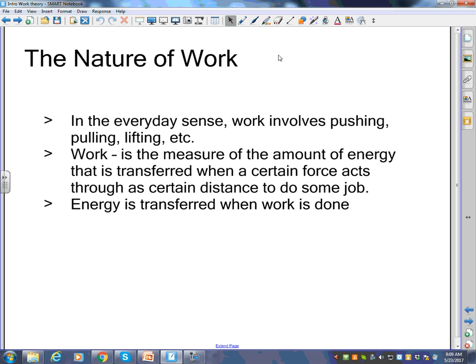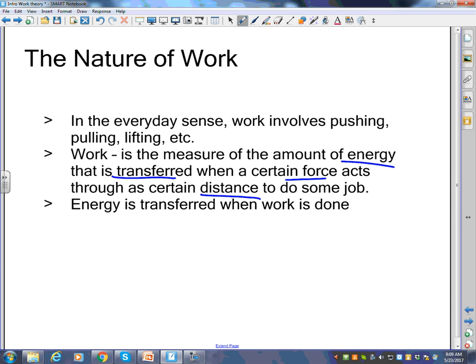In the everyday sense, work involves pushing, pulling, lifting. There has to be a force involved, right? And work is the amount of energy that is transferred when a certain force acts through a certain distance to do some job. So key words there: energy must be transferred, there has to be a force, and there has to be a distance.